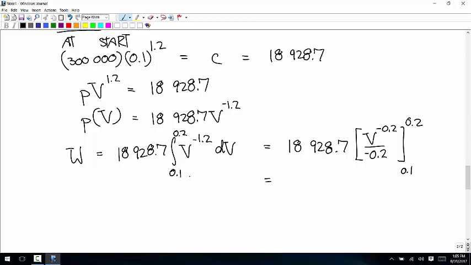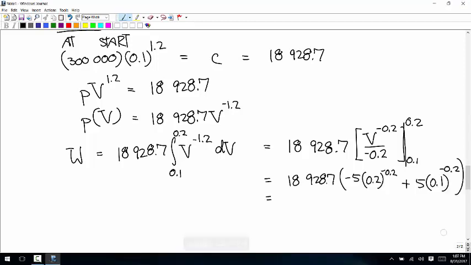And can someone calculate that? Okay, 19,474.4. 174.4. Okay, joules. And it's, oh, okay, 19,417.4. Okay, and we get a positive value like we expected with the gas expanding.